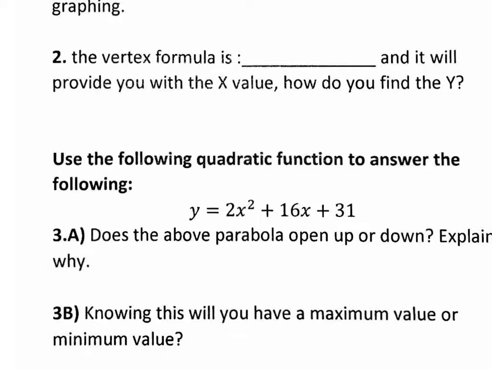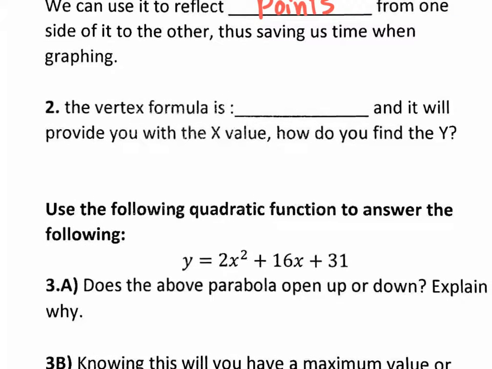Number two, the vertex formula is, what is the vertex formula? x equals negative b over 2a. Perfect. And remember, when you do apply the formula, replace the b and the a with parentheses, and then you could plug in your values easily.